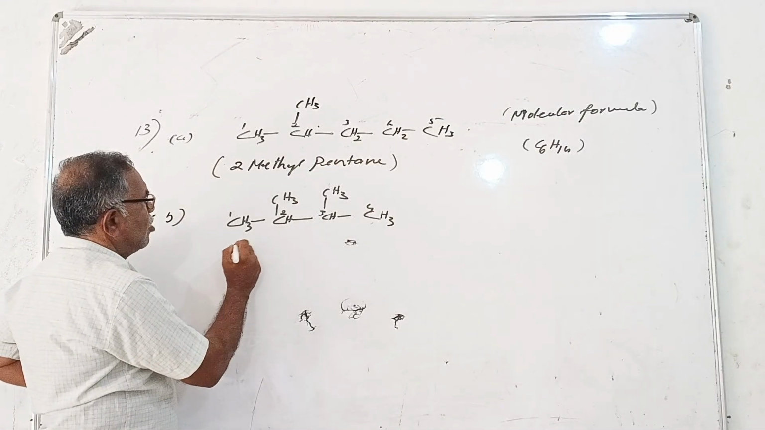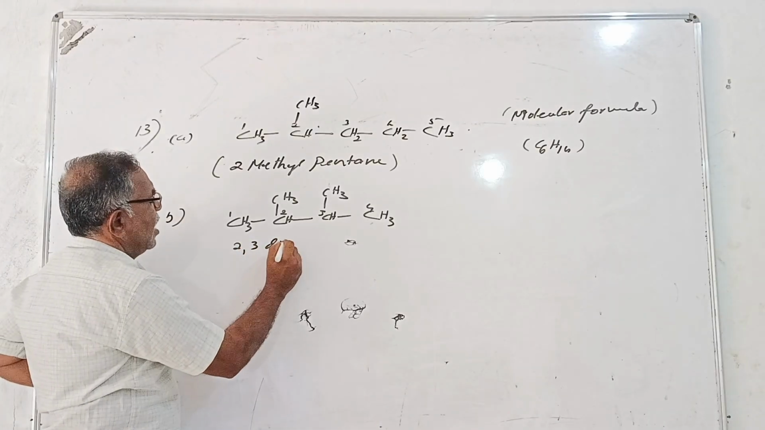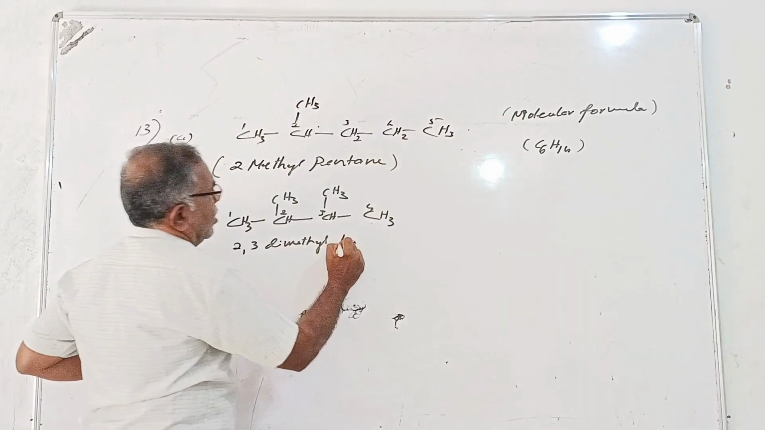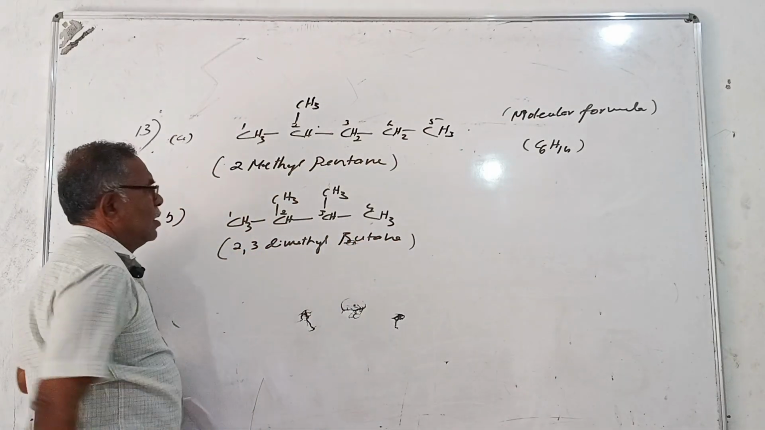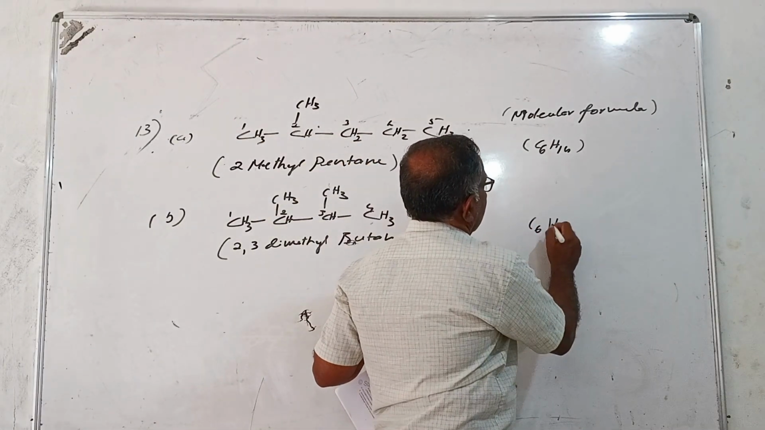So we name this compound 2,3-dimethyl butane. Molecular formula is C6H14.